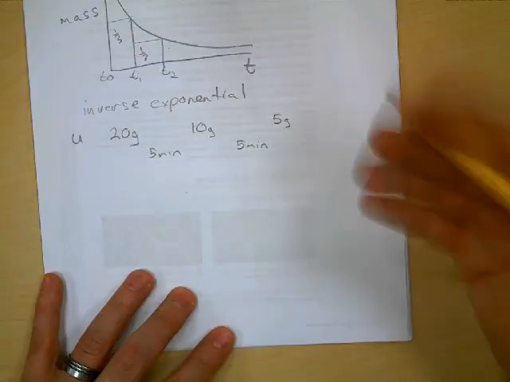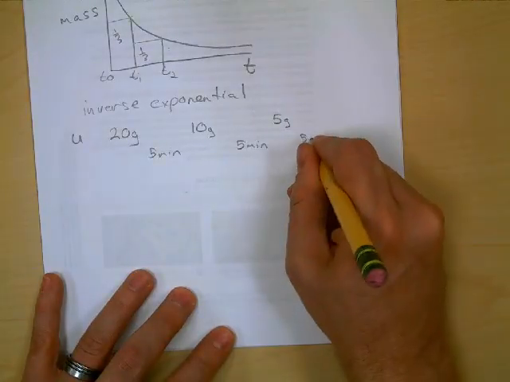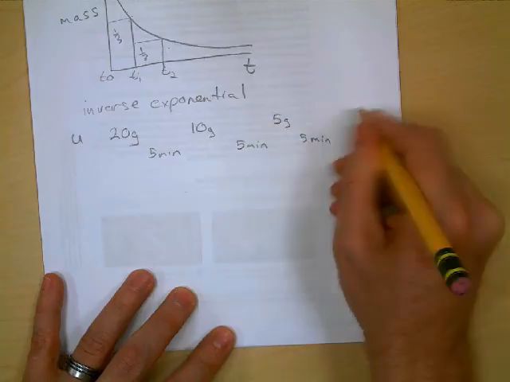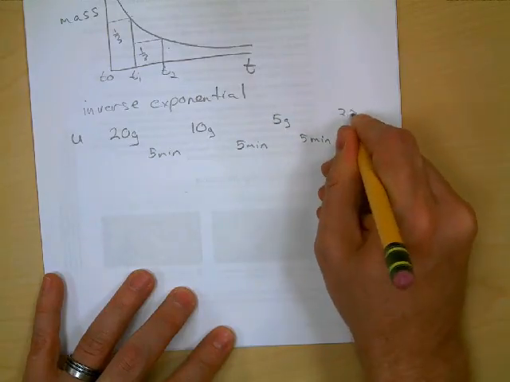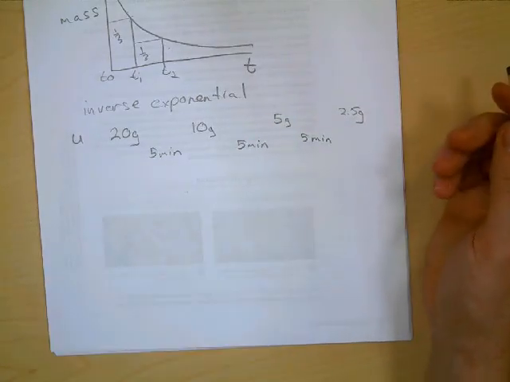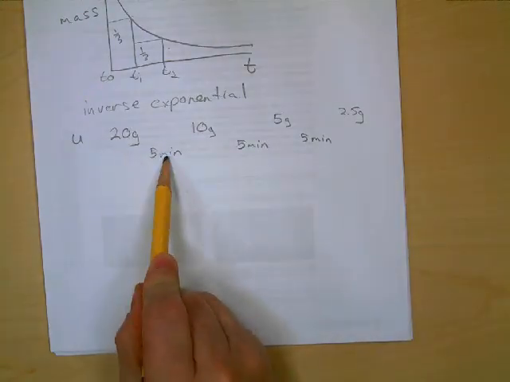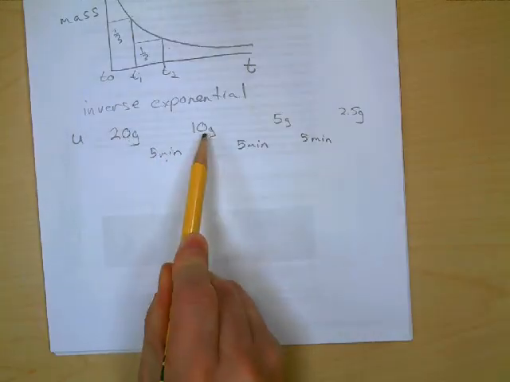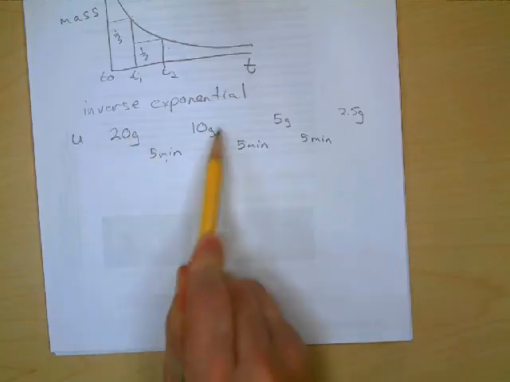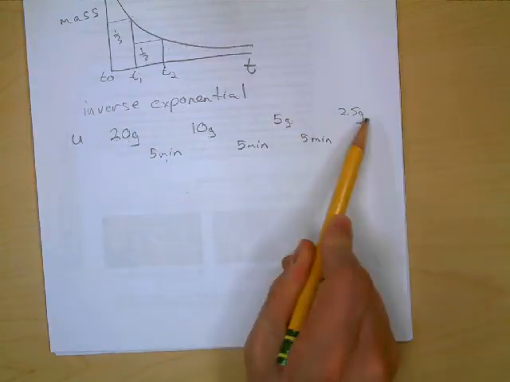And if I wait another 5 minutes, now when I look, there will only be 2.5 grams of uranium. What we see then is that every time the 5 minutes goes by, I lose half of what I have, not half of what I started with, but half of what I now have, and half of what I now have, and half of what I now have.